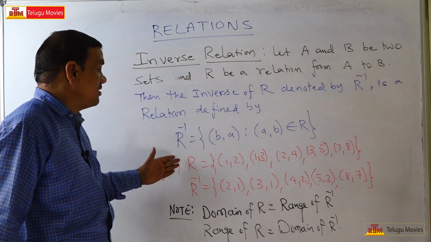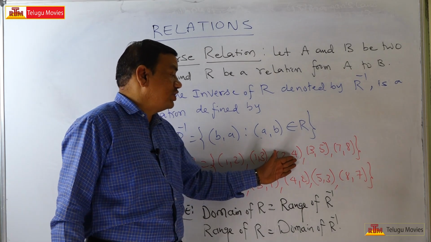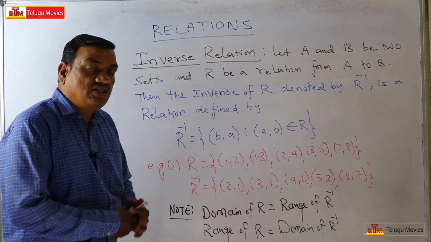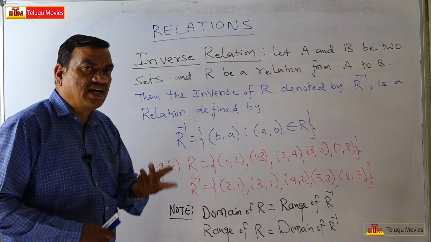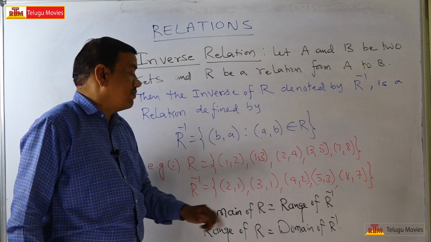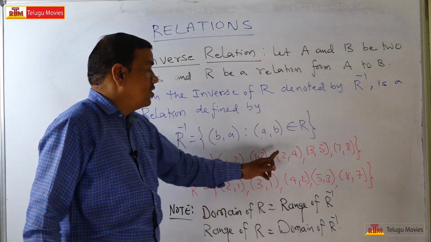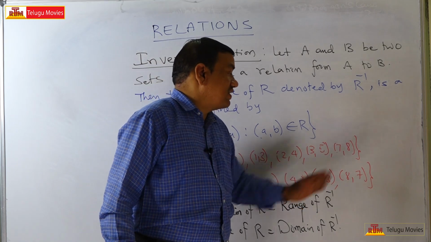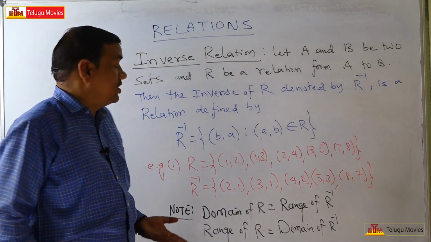Understand? A very simple example. If R is (1, 2), (1, 3), (2, 4), (3, 5), (7, 8), then its R inverse is nothing but reversing the first element and the second element. That's all: (2, 1), (3, 1), (4, 2), (5, 3), (8, 7). That gives the R inverse.